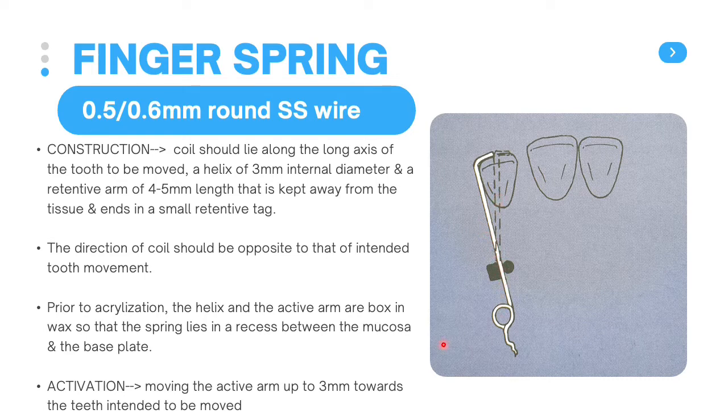So activation is by moving the active arm up 3 mm towards the teeth intended to be moved. For example, in this photo, it shows that we want to move the lateral to the mesial. So we put the plier here, the universal plier, and then you bend the wire around 3 mm. Another way to activate is to put the plier here, and then you open the coil so that it pushes the teeth around 3 mm mesially.